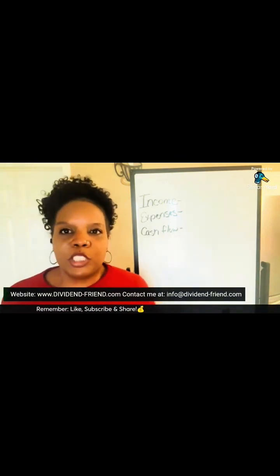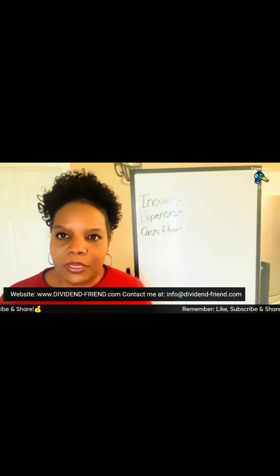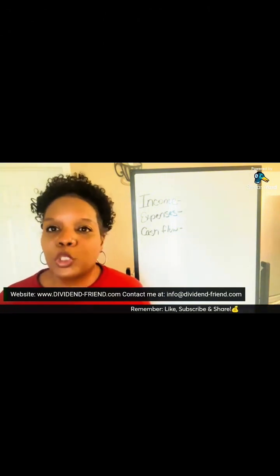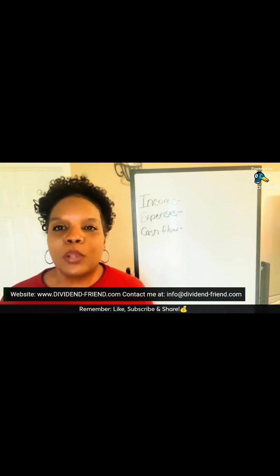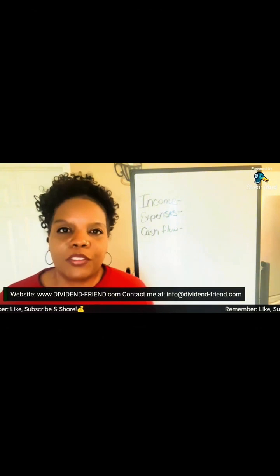This is a basic budgeting sheet. Income is what you're going to bring in every month after taxes. Your expenses are what's coming out, what you have to pay. Cash flow is what you have left over. That's just a fancy word people are using now, but it just means what you have left over.